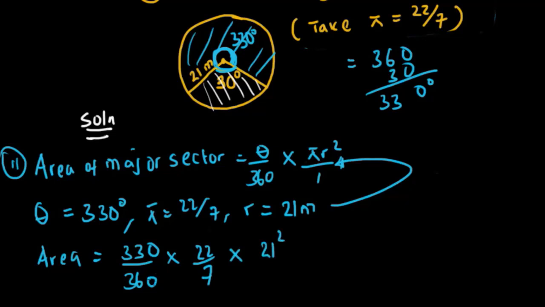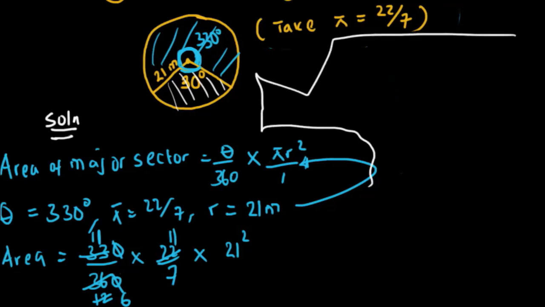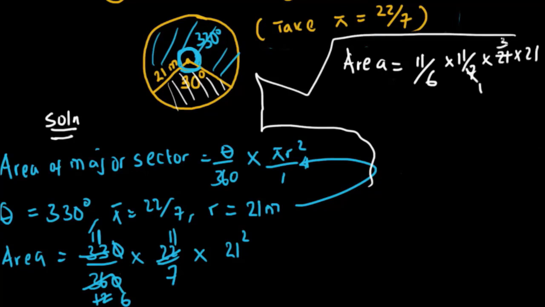Does this make sense? 0 cancels 0. 3 in 33 is 11. 3 in 36 is 12. 2 here 6. 2 here 11. Now let's do the remaining somewhere here. Alright, so we have area equals to 11 over 6 times 11 over 7 times 21 squared is 21 times 21. 7 here 1, 7 in 21 is 3, 3 here 1, 3 in 6 is 2. So we have 11 times 11 times 21 divided by 2.